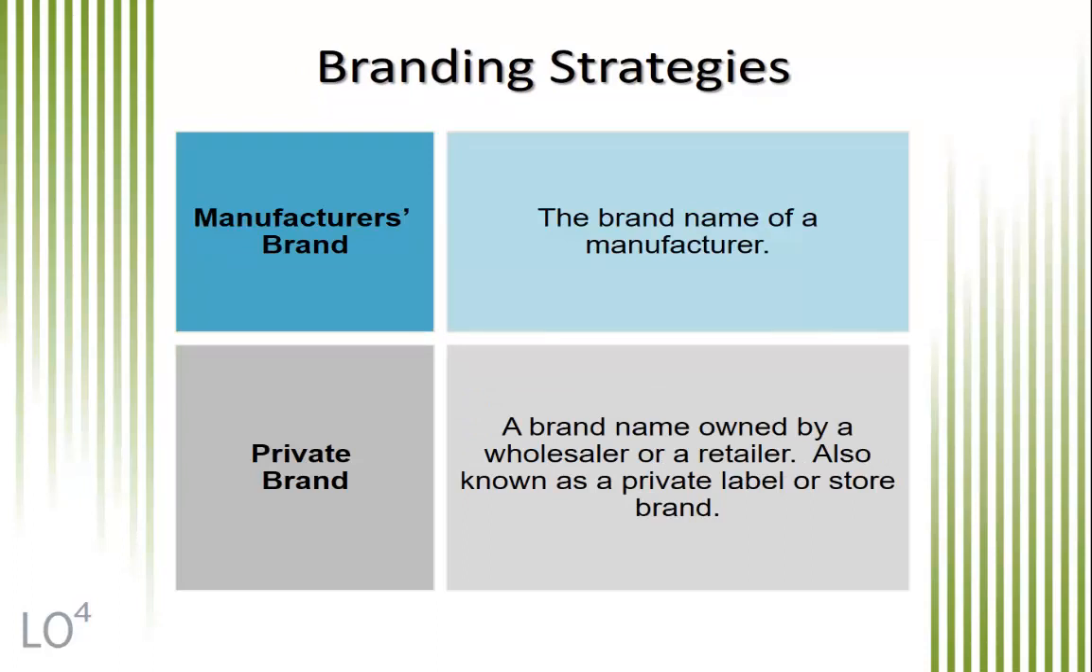Let's talk about some definitions. Manufacturer's brand is a brand name of a manufacturer. And private brand or generic is a brand name owned by a wholesaler or a retailer, also known as a private label or a store brand. A good example of the manufacturer's brand is Tylenol, but a private brand is the Tylenol made by CVS or Walmart. Another example is Dasani water from Coca-Cola, which is the manufacturer's brand, but if Kirkland makes the water, which is true, then it's a private brand by Kirkland.